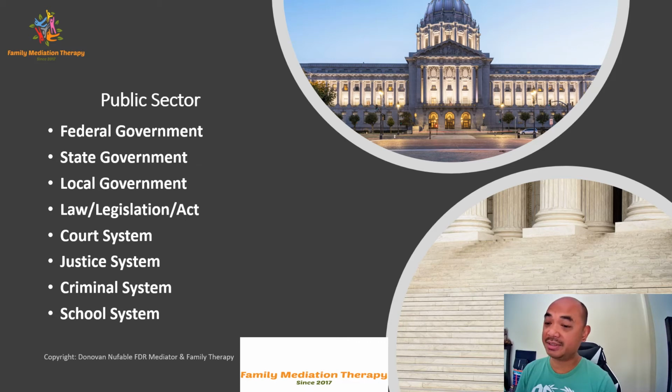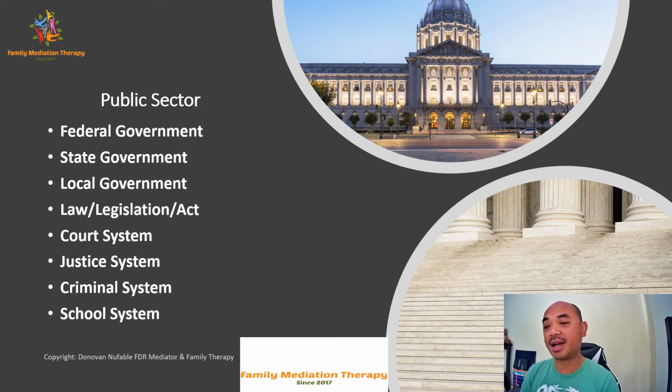Public sector includes the federal government, the state government, local government, laws, legislations and acts, court system, justice system, criminal system, and school system. Public sector just means it is owned by the public, meaning us. A lot of the public sector is funded through taxation, personal tax, and some business tax. The taxes received by the government are spent on the public sector. So there is the federal, which is the military, and there's also the state, which could be the state police, and the local, which could be the council.